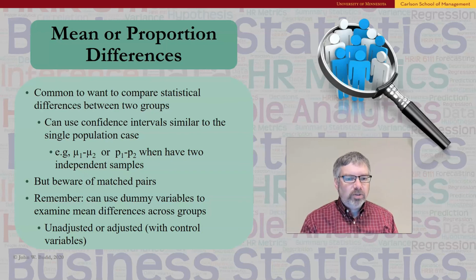And then as a final concluding note, remember that we can use dummy variables to examine average differences across different groups. And if you do that in a simple linear regression where you don't have any other control variables, that's the same thing as looking at unadjusted mean differences. So that would be the same thing as looking at mu1 minus mu2. And if you add in control variables, you can think of that as adjusted mean differences, the difference in wages across two groups, adjusting for differences in education or years of experience or things like that. And that would be with a multiple regression.